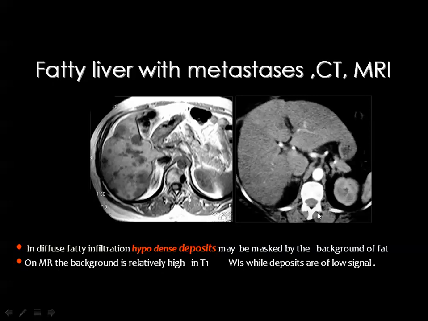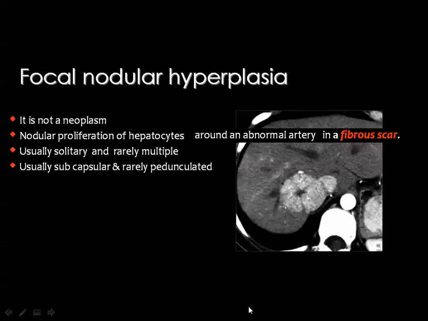As I have said, in the fatty liver, it's difficult to identify metastasis because the liver is hypodense and metastases are usually hypodense. But in the MRI, the fat will show bright signal in the T1, while metastasis will show low signal in the T1, and you can appreciate metastasis in the T1 weighted image without the need to inject the contrast media. Then we have finished with the 4 lesions that are malignant, including the hepatic carcinoma, the cholangiocarcinoma, the lymphoma, and the metastatic deposits.